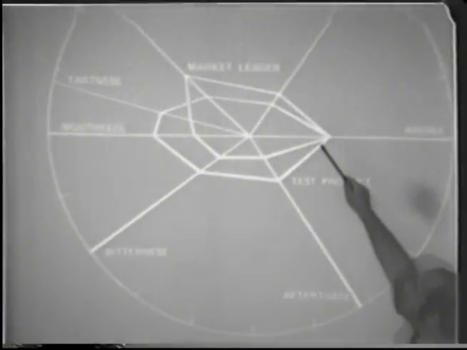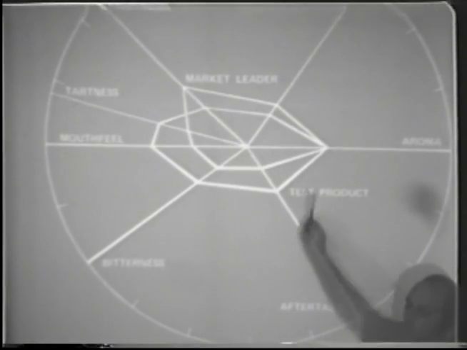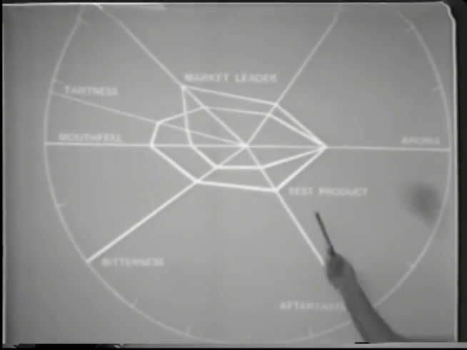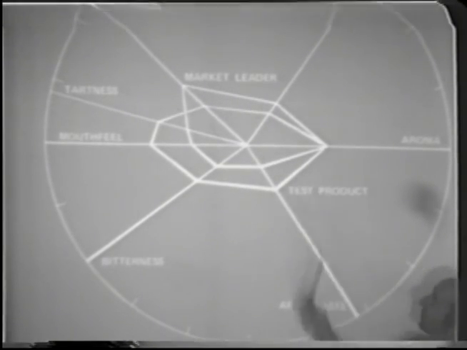Okay. In this case, hypothetically, what do we see? We see our market leader, and we see our test product. If we want to match up those configurations, right, we want to make, for example, our product more like the market leader, we may want to take a look at the fruitiness dimension. What does that tell us? It kind of gives us a guideline. It doesn't give us a hard and fast rule and say, this is where you want to go.